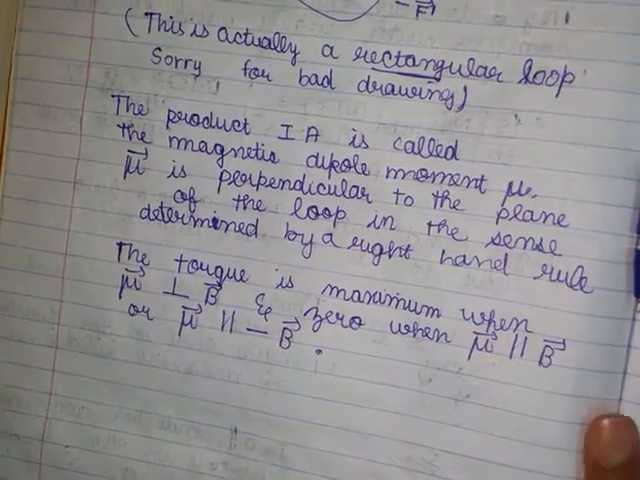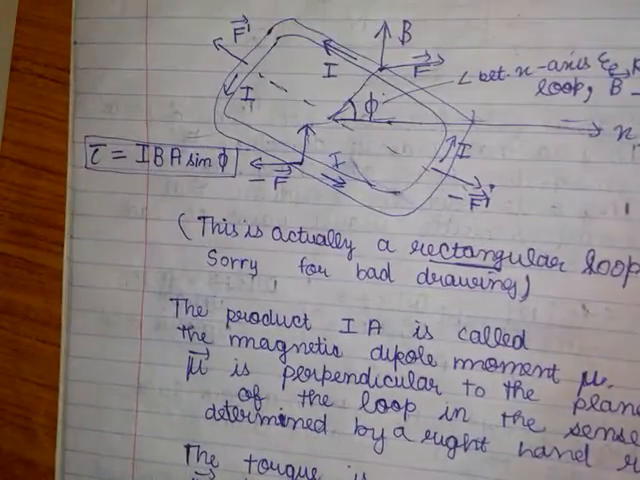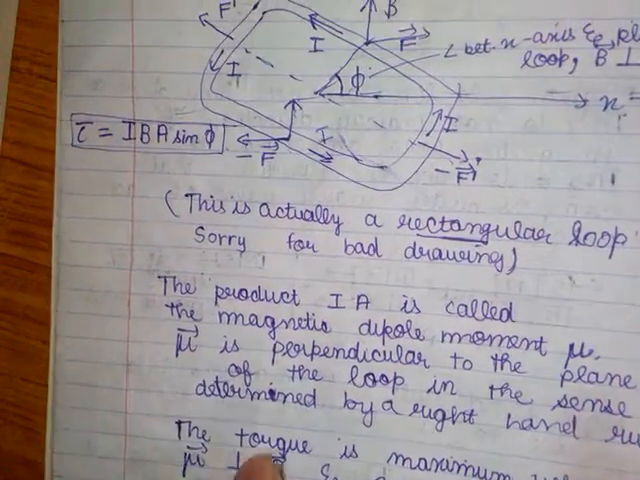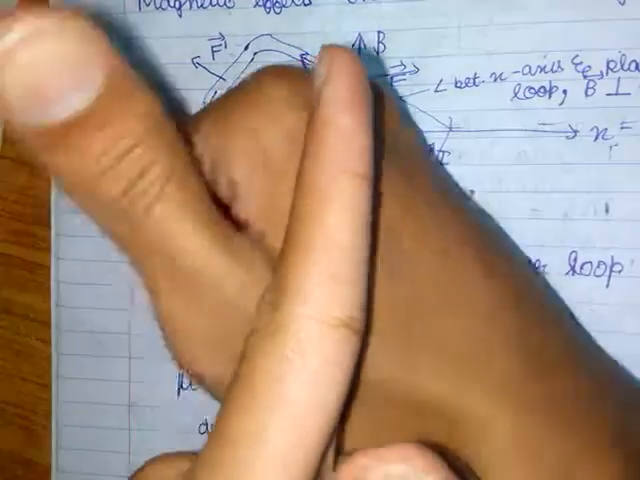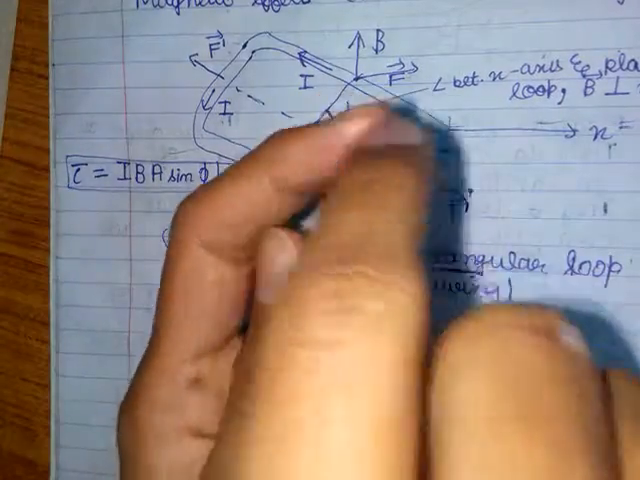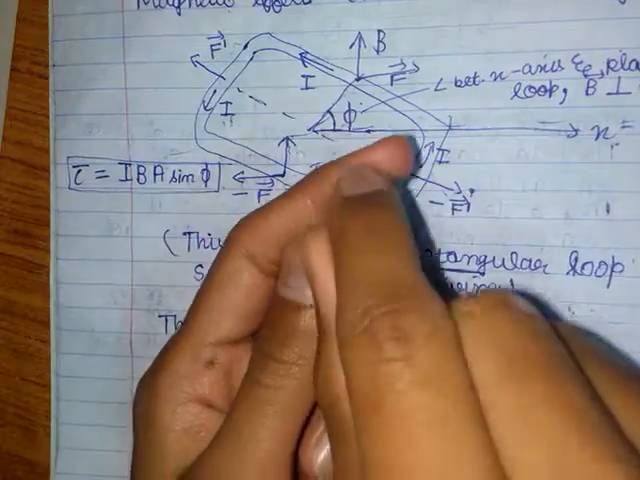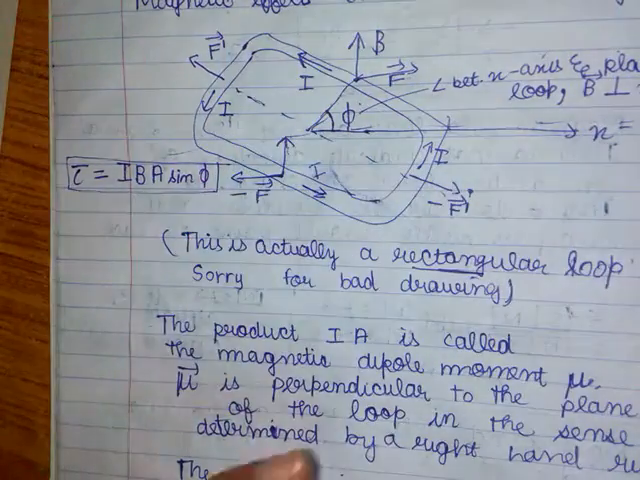How is that and why is that? Well, when mu and B are perpendicular, that is mu is like this and B was like this, the coil would be like this, vertical. Then you can see that the force times the lever arm would be maximum.